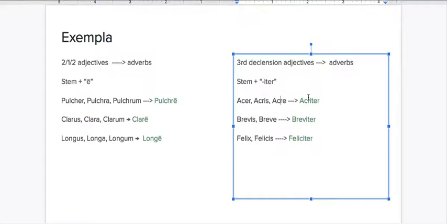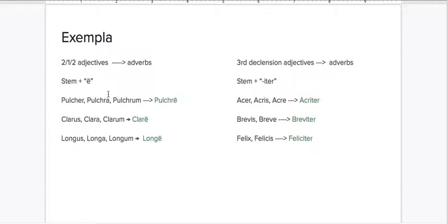Acer, acris, acre. The stem is going to be acr because we know that is is the ending, since the ACR stays on both of these. So we know the stem is ACR. We add iter: acriter. The stem is BREV here because the only thing that changes is the IS to an E. So breviter. And then felix, we know the stem is felic; the IS drops off. We add the iter: feliciter. Keenly, sharply, right? Breviter is shortly, and feliciter is happily.